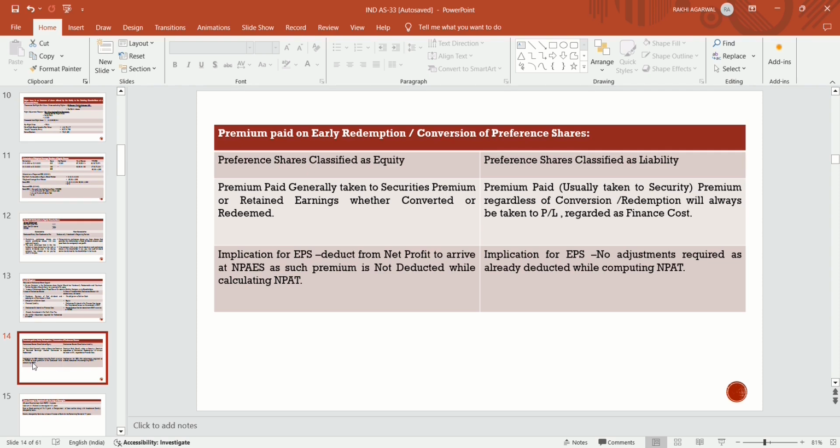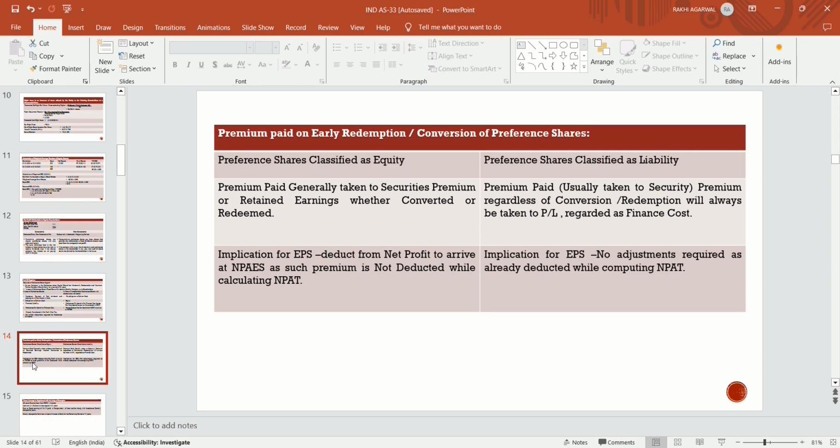The preference shares classified as liability. Usually the premium paid, regardless of conversion or redemption, will always be taken to P&L as finance cost. So, if any premium amount is paid and the preference share is considered as a liability, then that premium is treated as a finance cost and debited to the P&L account. No adjustment is required when EPS is calculated because it is already deducted from the net profit after tax. While computing the net profit after tax, it is already deducted as finance cost. So no further deduction is required.